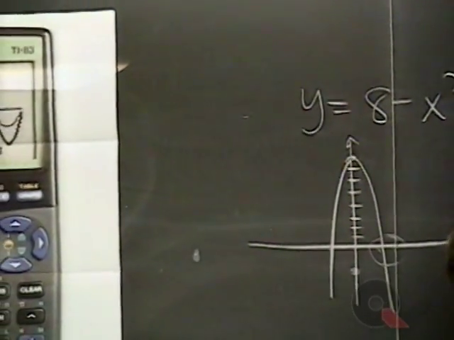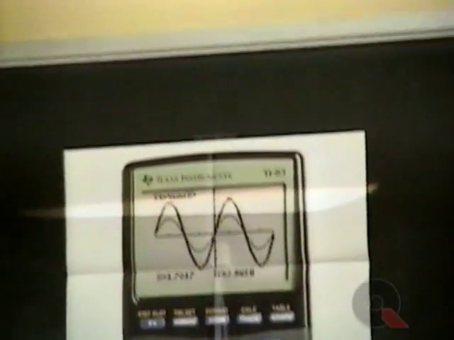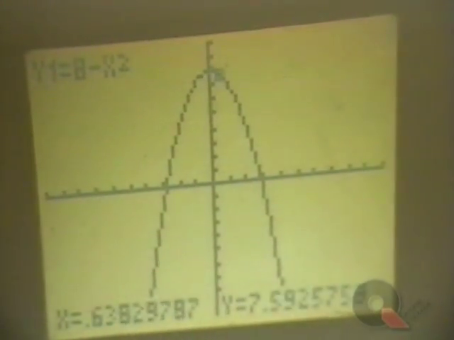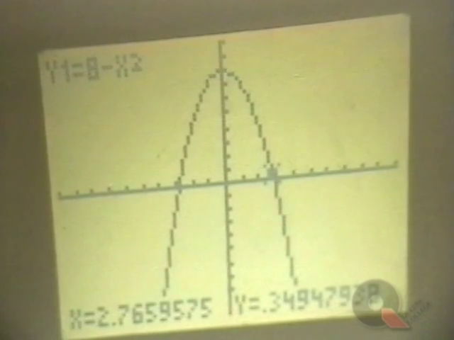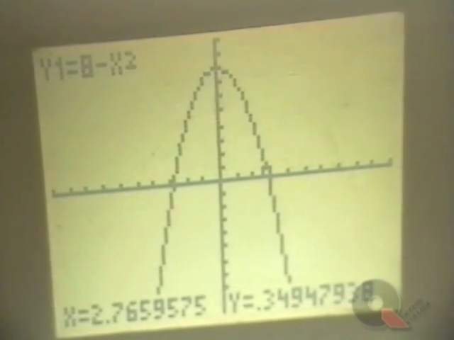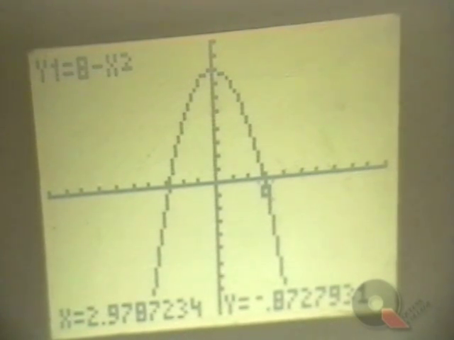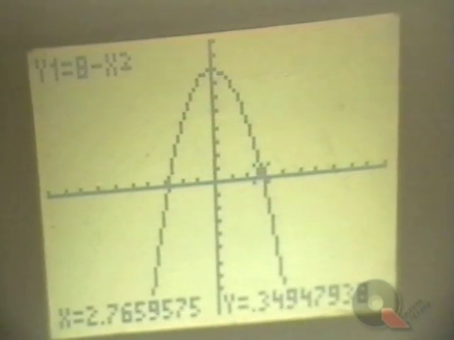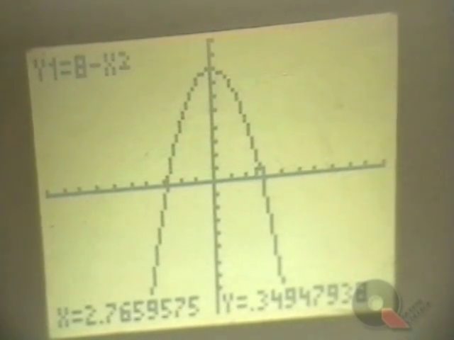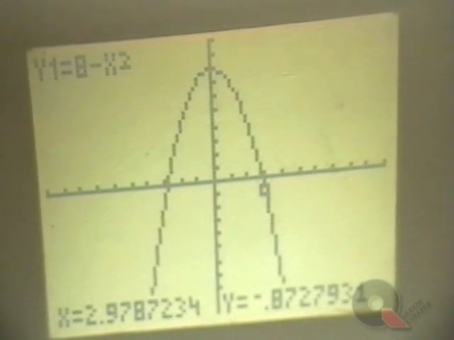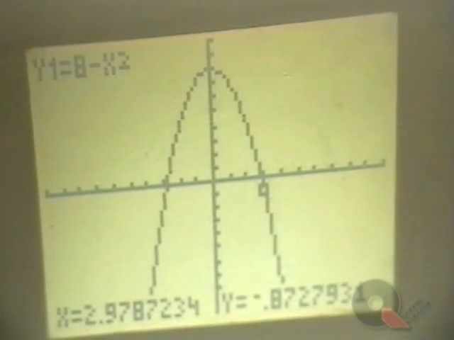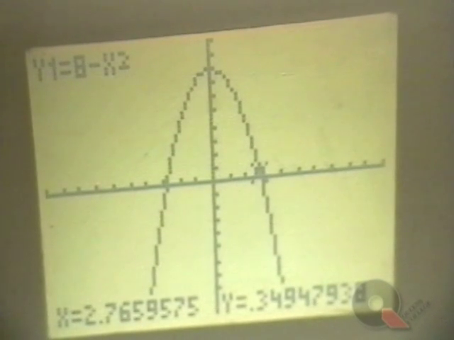Okay, let's hit the trace button, and let's move the cursor to the right, getting close to the one that we're trying to find. In other words, 2.7 something, 0.3 something, I move it again, 2.9 something, minus 0.8 something. In other words, go back. Obviously, the x-coordinate of that point is someplace between the 2.7 and the 2.9, because the y value is going from positive to negative, and therefore someplace in between is where it's crossing the axis when it's 0.